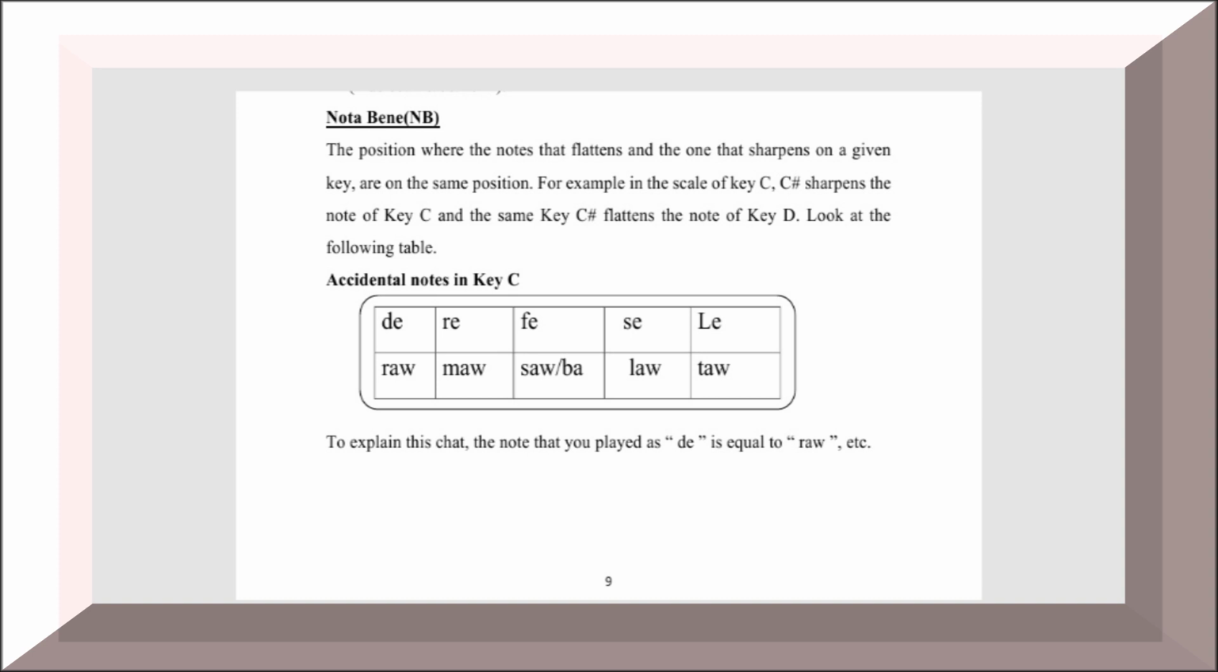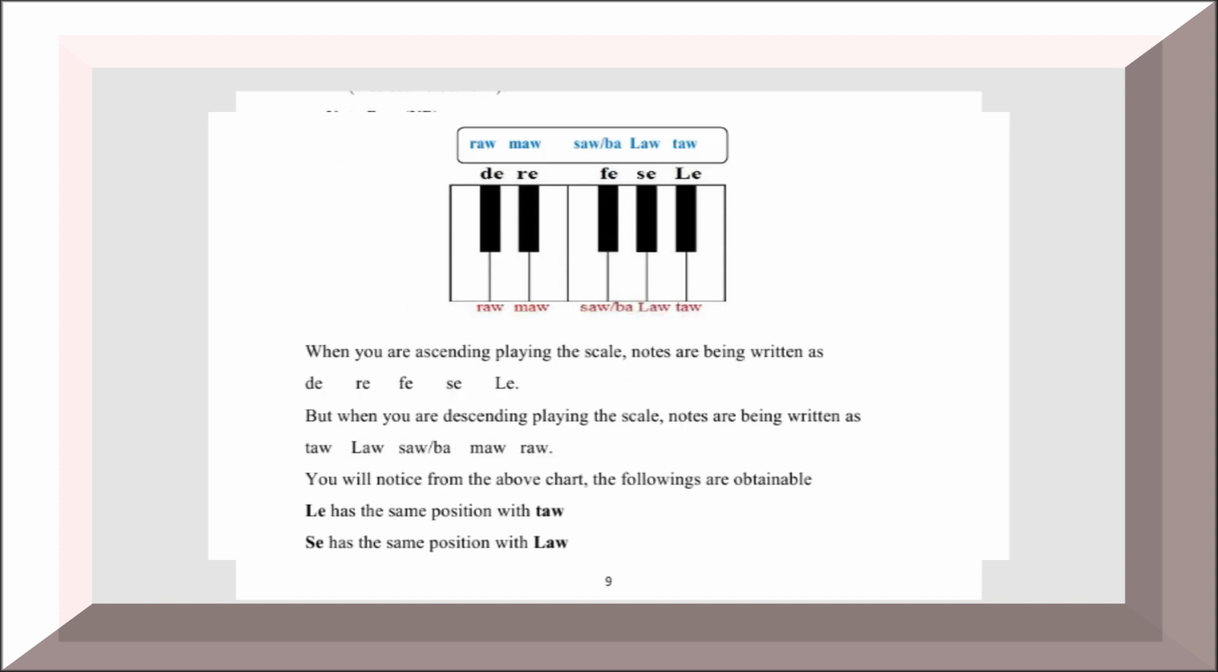To explain this chart, the note that you played as D is equal to Ra, etc. When you are ascending, playing the scale, notes are written as D, Re, V, Z, Li. But when you are descending, playing the scale, notes are written as Tau, Lao, Sol, or Ba, depending, Mao or Ra. You will notice from the above charts that the following are obtainable.